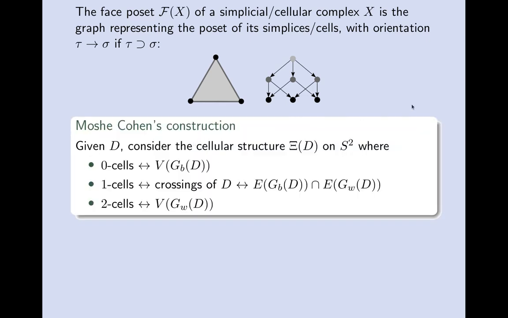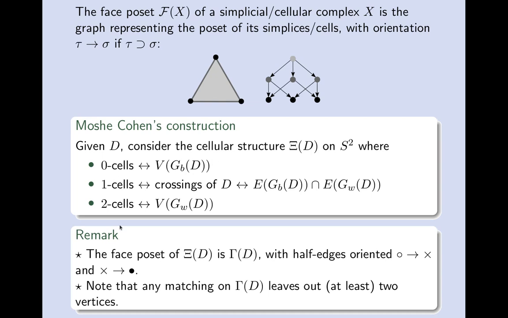And here we have a construction which is due to Cohen, which is crucial to everything we're going to do from now on. Given a diagram D, or better a projection D, we can construct a cellular structure on the 2-sphere, which we call psi of D, whose 0-cells are given by the vertices of the black graph, 1-cells are in bijection with the crossings in the diagram, and 2-cells are in bijection with the white regions in the complement of the projection.